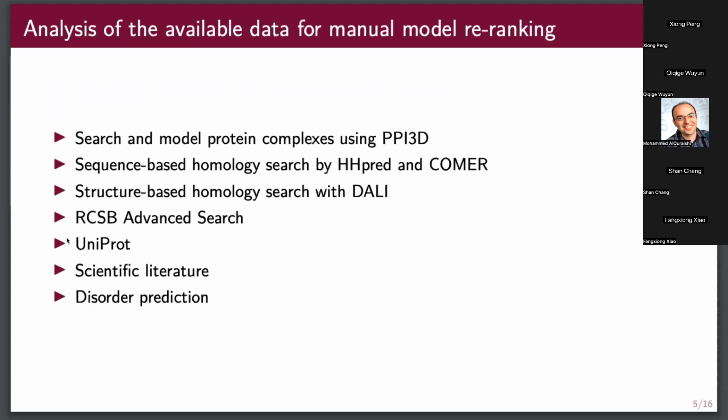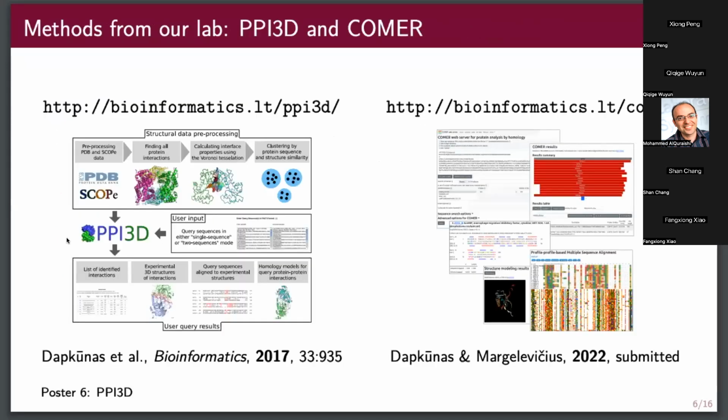Okay, and we used all the available methods to get the information about our target proteins. Some of the methods are developed in our lab. I have a poster on PPI3D. It's a nice web server to find if some templates are available for your multimeric protein. And we are working on making our database accessible for deep learning applications. And we also have a COMER server. It's very similar to HHpred, but with some additional nice features. Okay, so I'm handing over to Kliment.